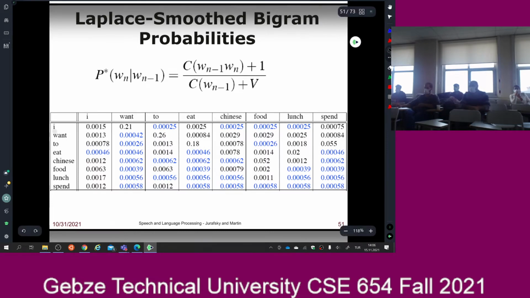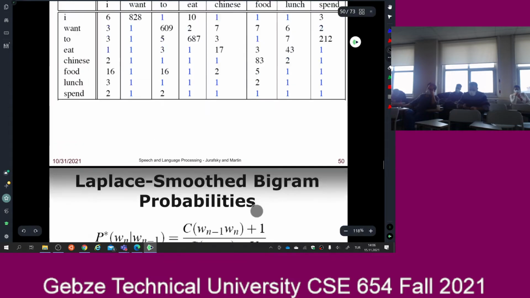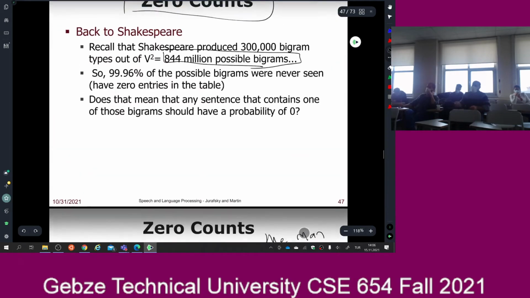So given I, what is the probability of want after that? It is 0.2. Given Chinese, what is the probability of want after that? It is very small, but it is not 0. Previously it used to be 0. So this kind of addresses our problem of zero counts. This is called smoothing. You are smoothing your counts, you are smoothing your probabilities. And Laplace smoothing, or the other name, add one smoothing.